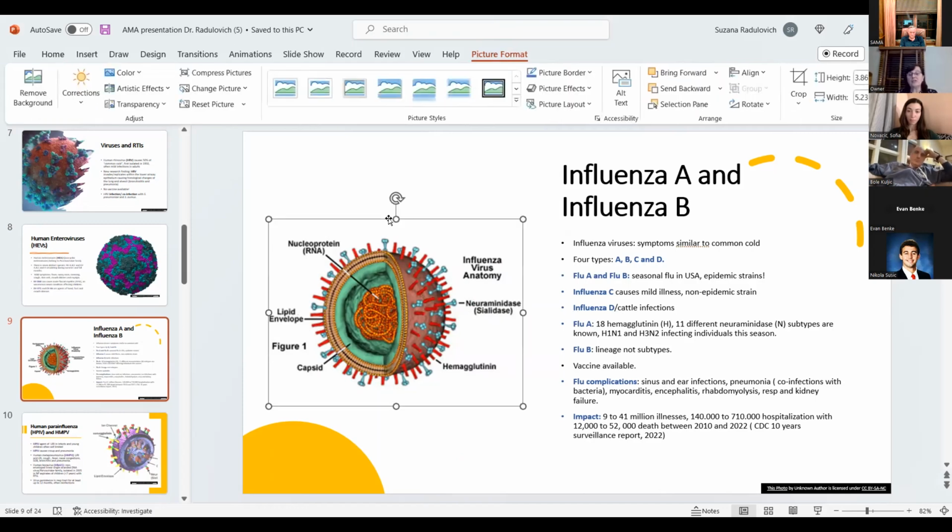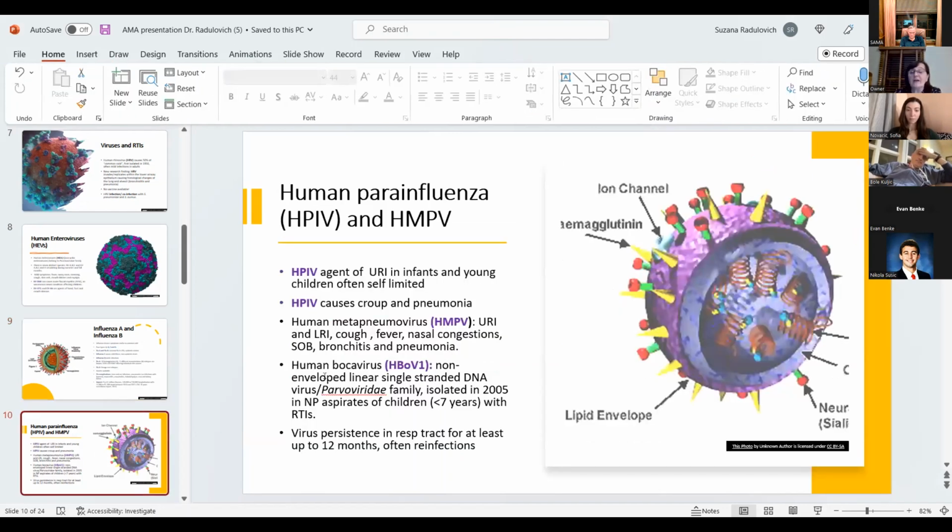The two, H1N1 and H3N2, are the ones that cause mostly flu infection. We all fear flu complications; we have seen patients with rhabdomyolysis and myocarditis post-influenza infection. Now let's talk about parainfluenza.